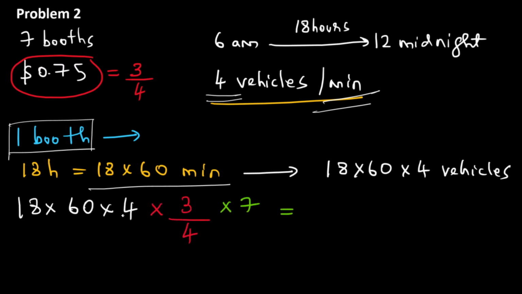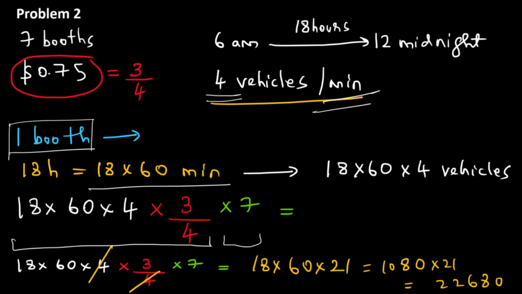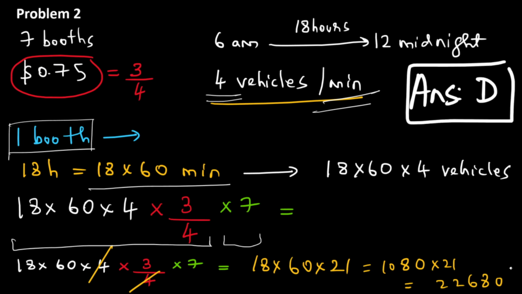That is, 18 into 60 into 4 into 3 by 4 is the money that will be received by one booth, and if you multiply this with 7 you get the total amount. Now let's simplify this. You can see that if you have it this way, you're able to simplify it much faster, because this 4 and this 4 get cancelled out. So what are we left with? We are left with 18 into 60 into 3 into 7. So that's 18 into 60 into 21, which is nothing but $22,680. So the correct answer over here is option D, because that is closest to what you have over here.